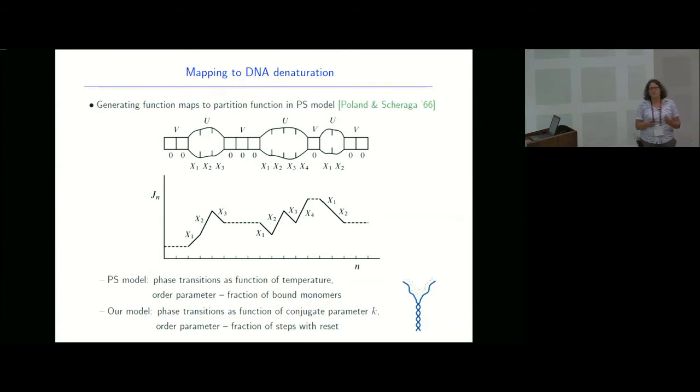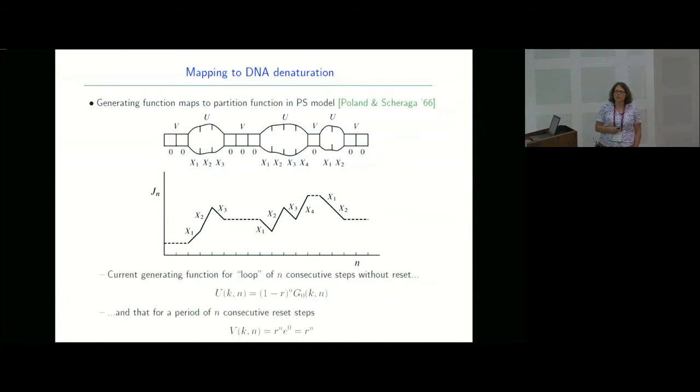In our model, we want to do something very similar, but we're looking for a phase transition as a function of the conjugate parameter k in the generating function. And we want to know whether there's a phase transition to a case where we have no reset, so where we only have these unbound parts. The order parameter there will, of course, be the fraction of steps with reset. So once you've made that mapping, you can take an awful lot through from what's originally been done for the PS model. So let's start on doing that.